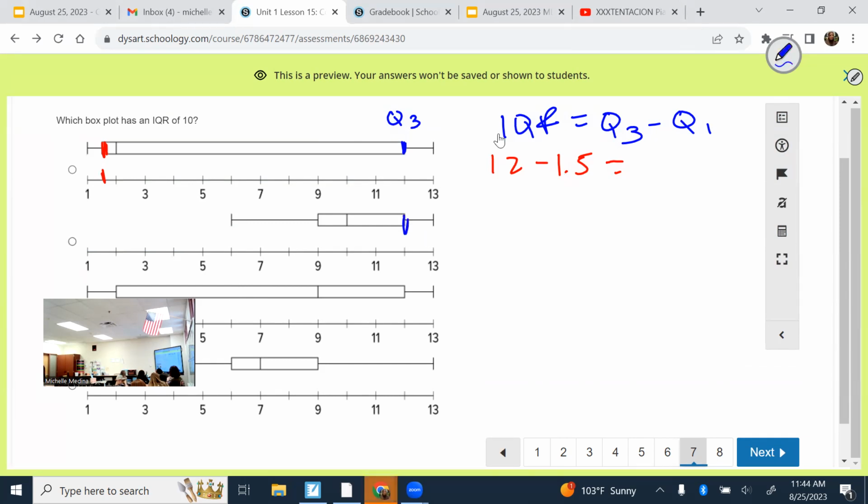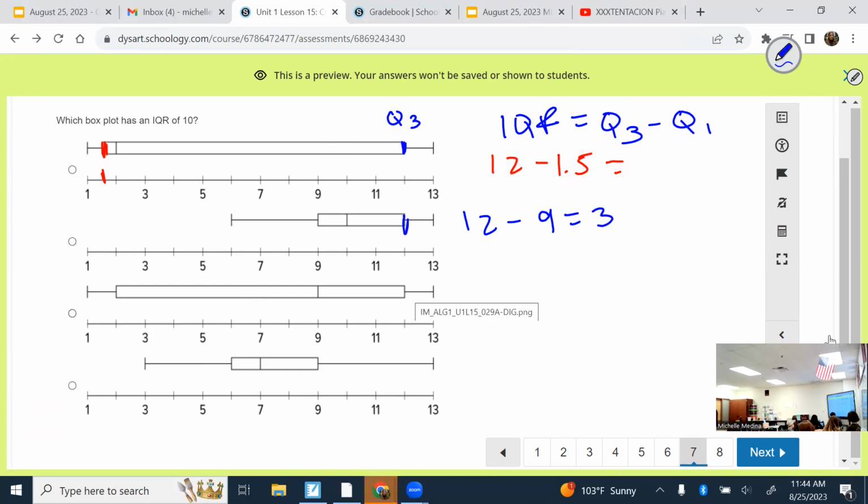My Q3 is about 12. My Q1 is about 9. That equals 3, so it's too small. When you go to option C, we have Q3 about where? And then minus Q1, which is about where? And that equals 10. So that's the one that has an IQR of 10.